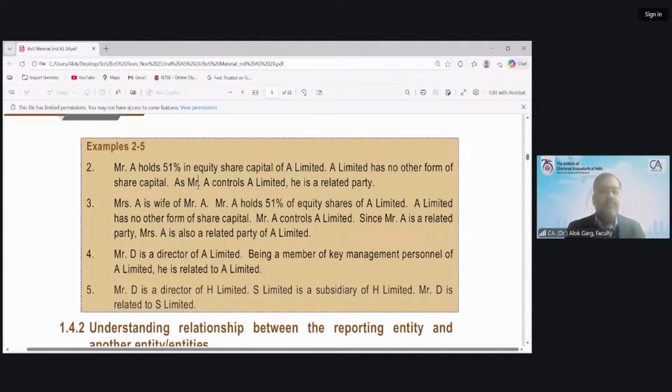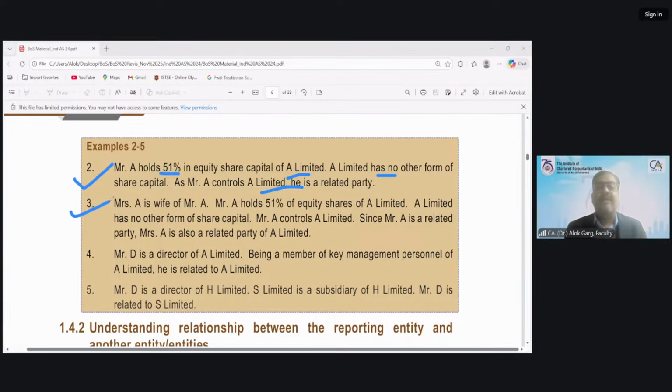Mr. A holds 51% in equity share capital of A Limited. A Limited has no other form of share capital. There is only equity share capital and Mr. A holds more than 50%. What does it mean? It means Mr. A has control. If Mr. A has control, whether Mr. A will be related party to this A Limited or not? Yes, sir. As Mr. A controls A Limited, he is a related party.